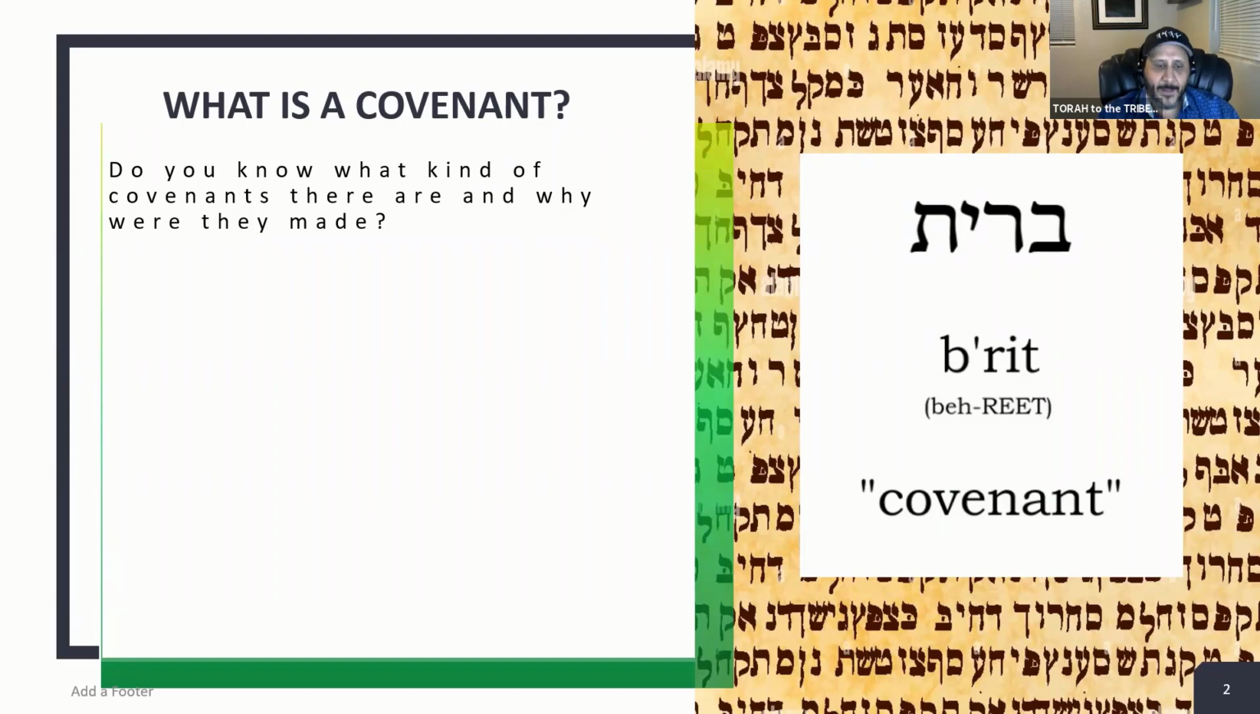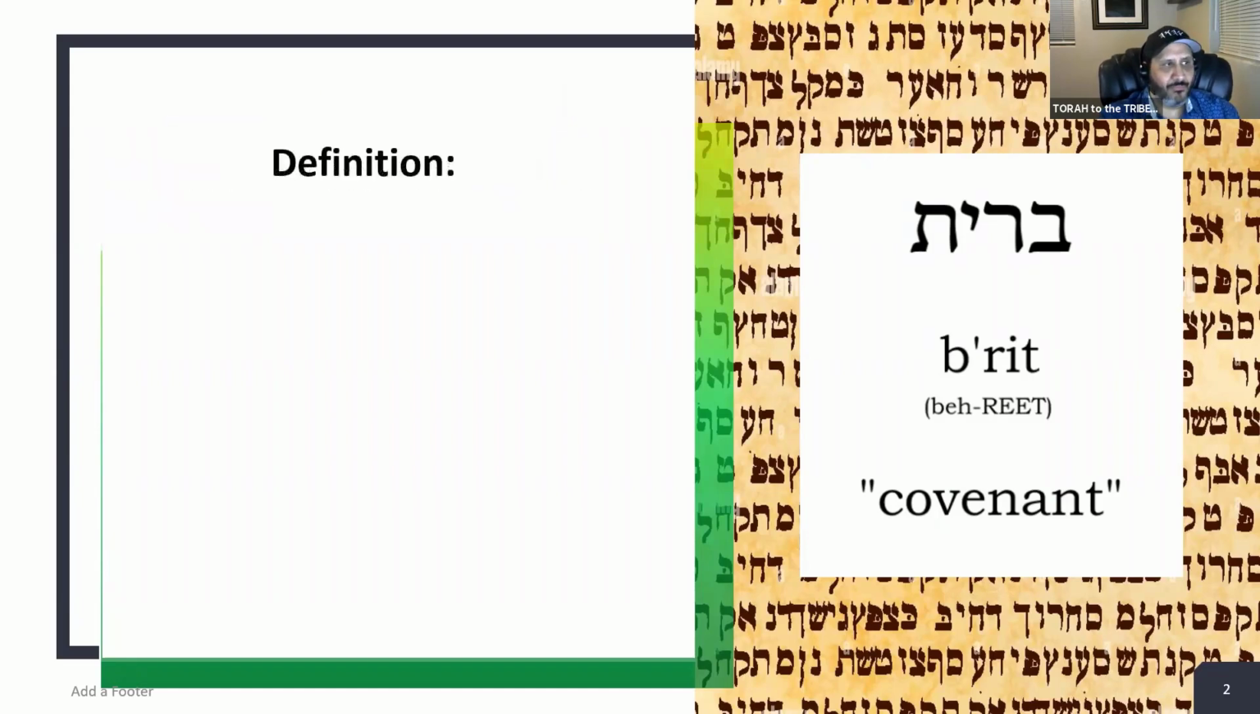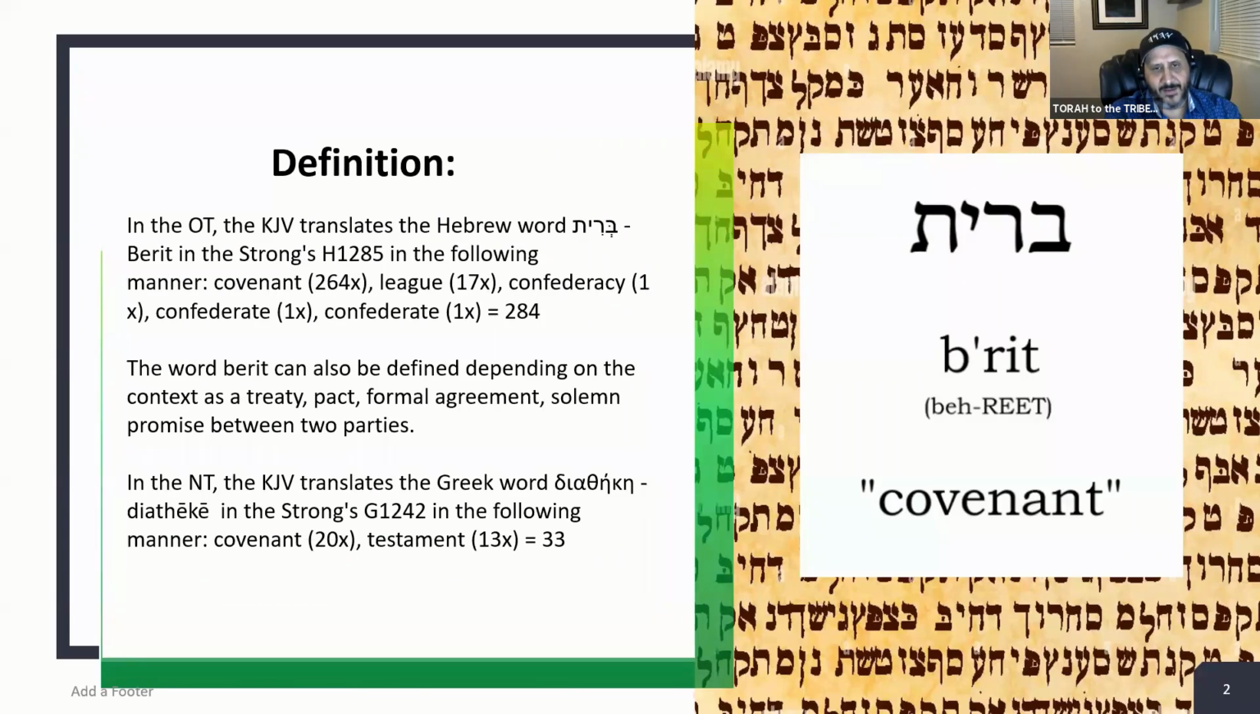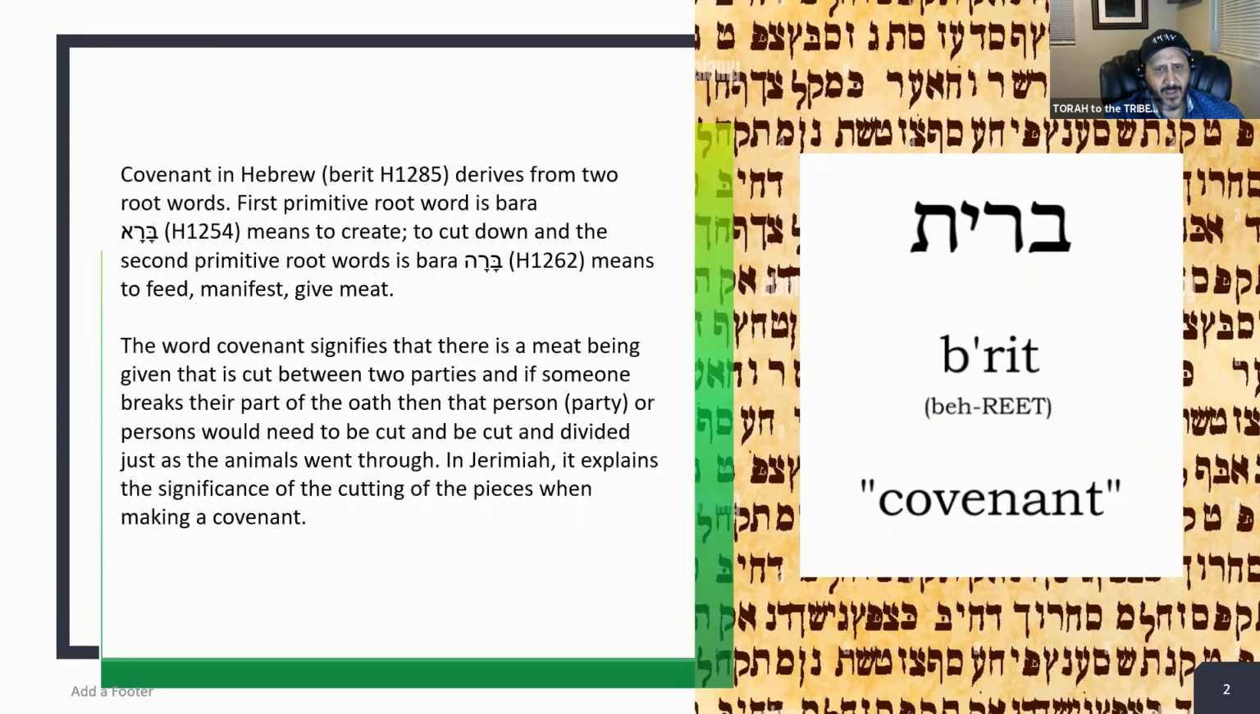Okay. Now, I'll put that up there for you all, just so if you need to look at some other references. Now, the word covenant in Hebrew, Berit, derives from two root words.